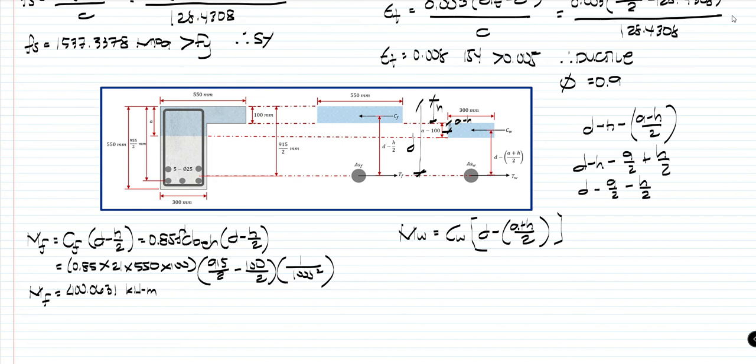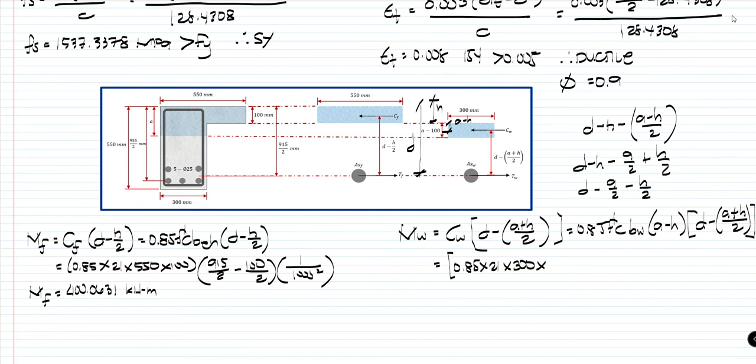So, yung CW natin dyan, that is 0.85 F prime C BW times A minus H times D minus A plus H over 2. So, ito na ngayon yung ating moment equation for the web section. So, substituting the values, we have here 0.85 times, so that is times 21 times yung BW na 300 times yung A minus H.